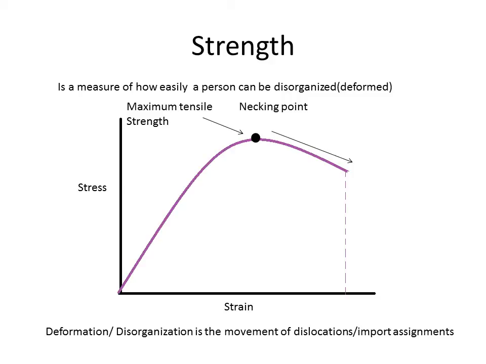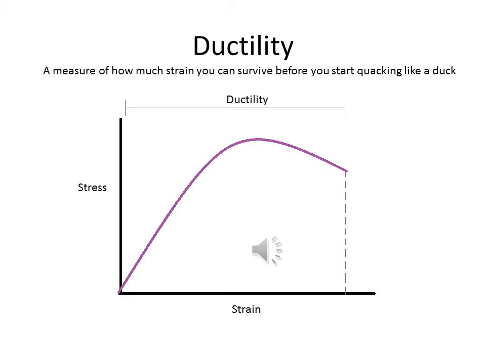Strength is therefore the measure of how organized you are, or how easily you can be disorganized. Deformation, or disorganization, is the movement of dislocations or important assignments. Like when you keep putting off that reflection you've been meaning to do. Ductility is a measure of how much strain you can survive before you start cracking like a duck.